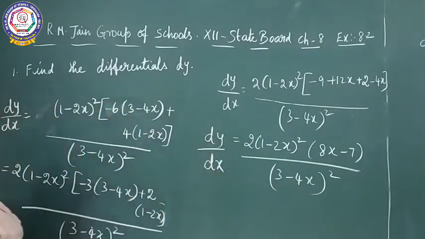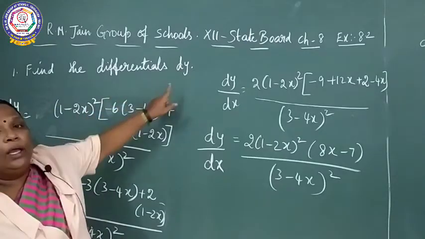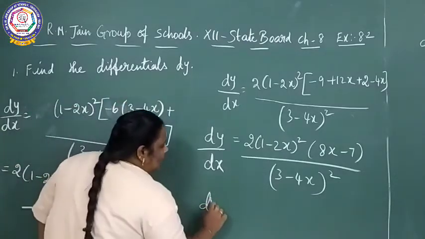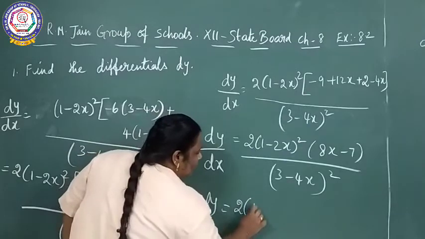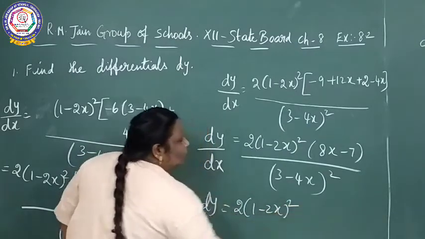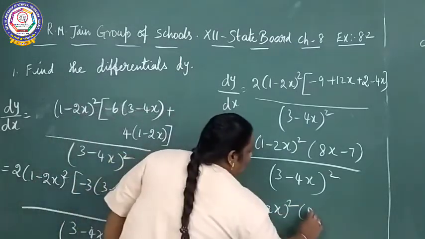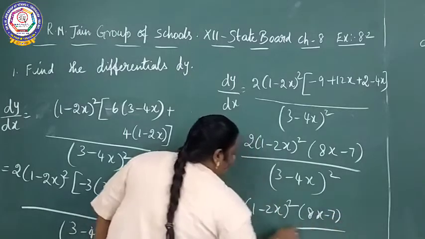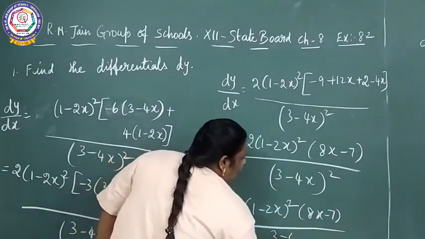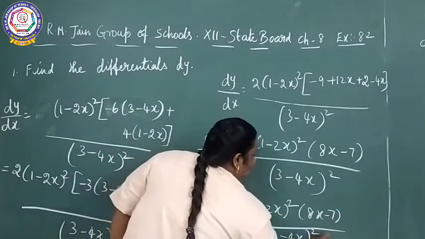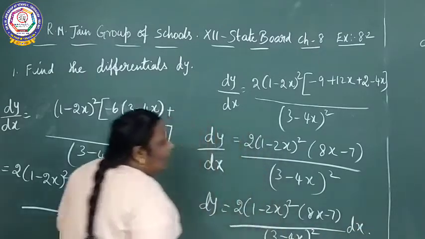They are asking about the value of dy. So, dy equals 2 into (1 minus 2x) the whole square into (8x minus 7) by (3 minus 4x) the whole square into dx.